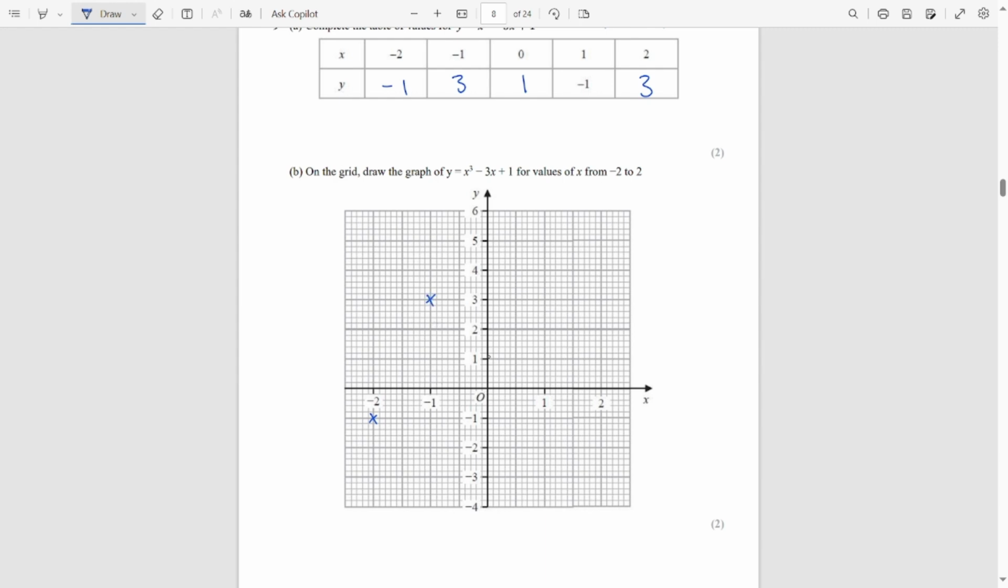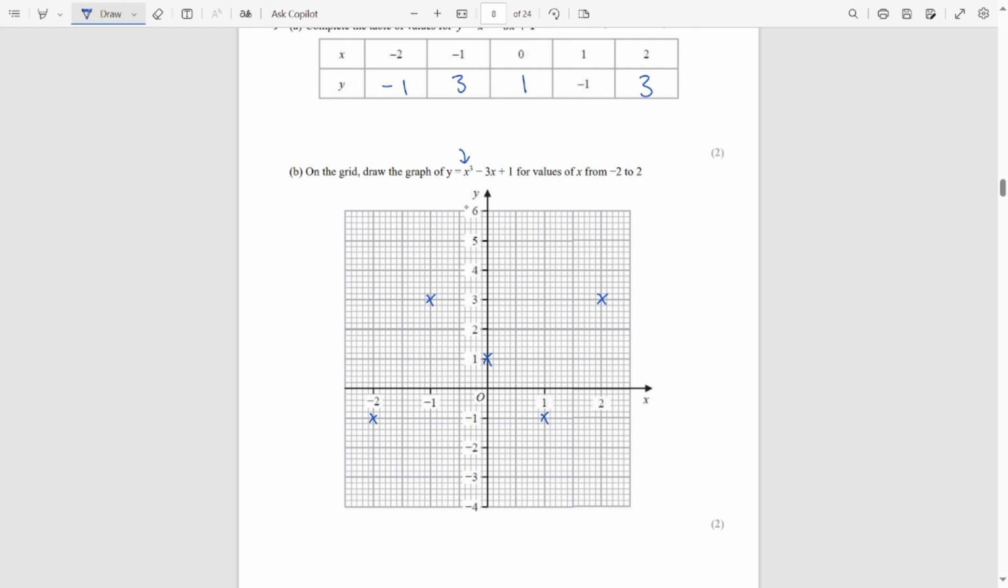x = 0, y = 1 is going to be here. And then x = 1, y = -1 is here. And then lastly, x = 2, y = 3 is going to be here. And so you can see this graph initially might look a little bit weird. It kind of goes up and down, and that's because this is a cubic.